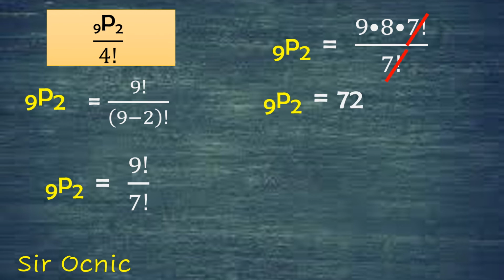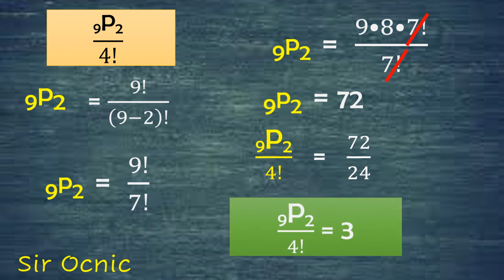Let us now divide the result by 4 factorial. 4 factorial is equal to 24. Therefore, that is 72 divided by 24, which is equal to 3.